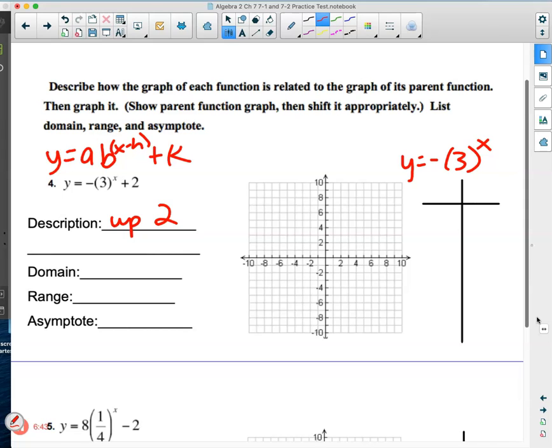So once we get our table done and we graph our parent, all we're going to have to do is move that up 2. The question is, what kind of numbers should we use in our table? I start thinking, if I put negatives in here, that's going to flip that, and that's going to give me fractions. I don't need a lot of fractions because I know where it's going. So I think I'll just put -1 in.